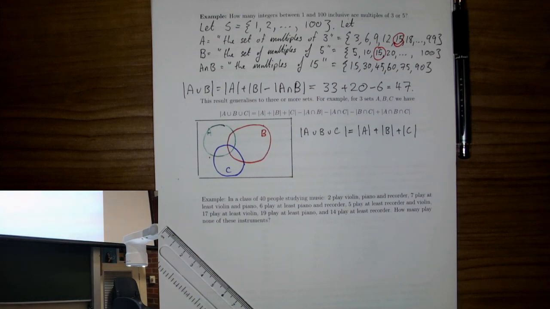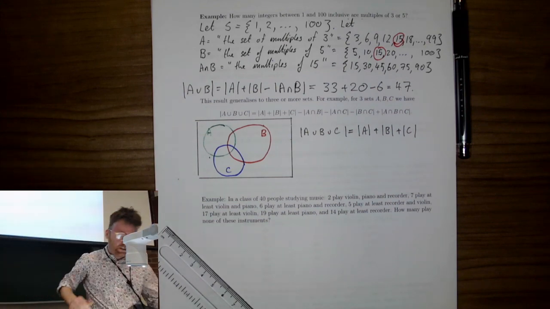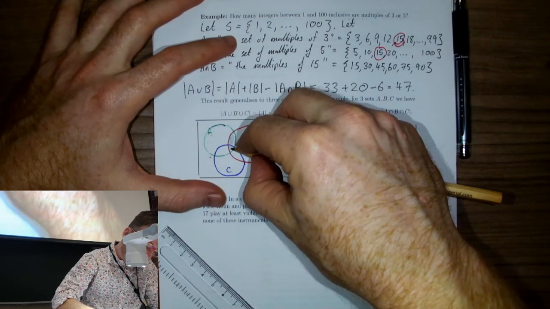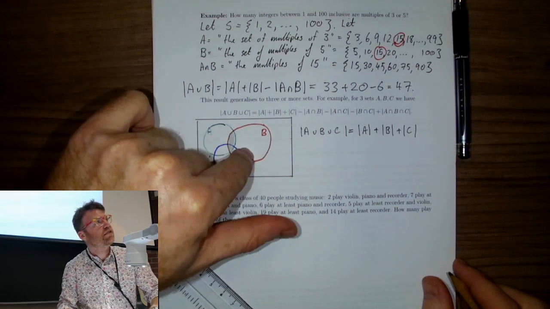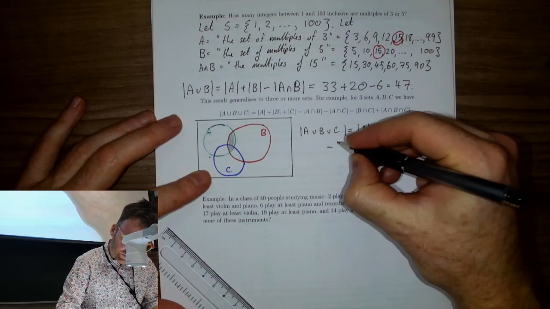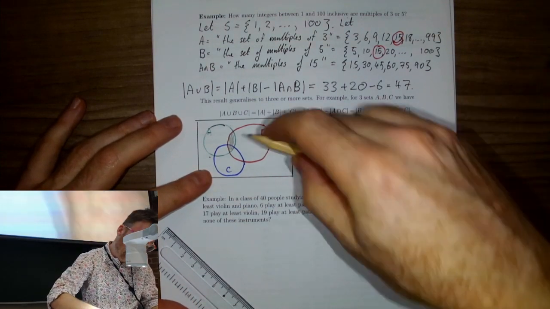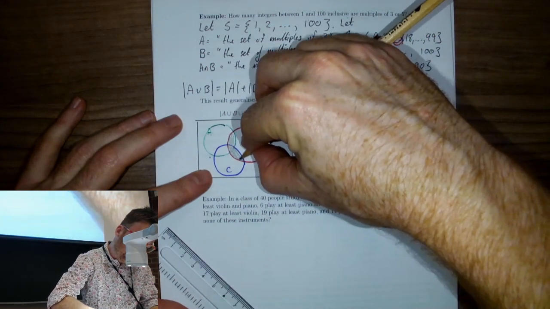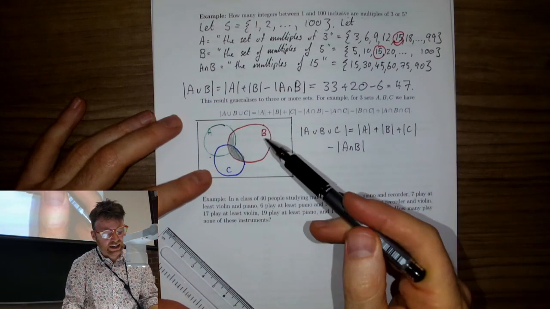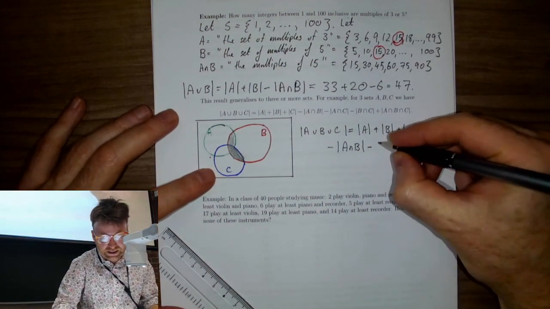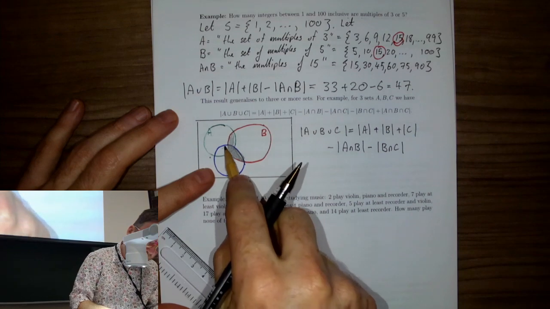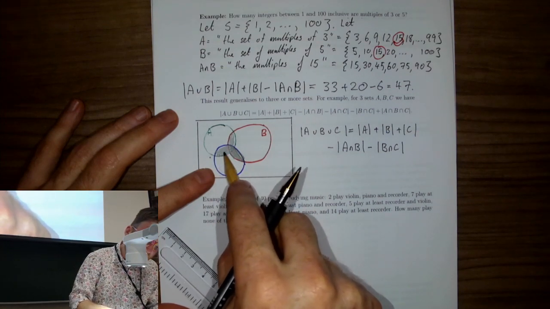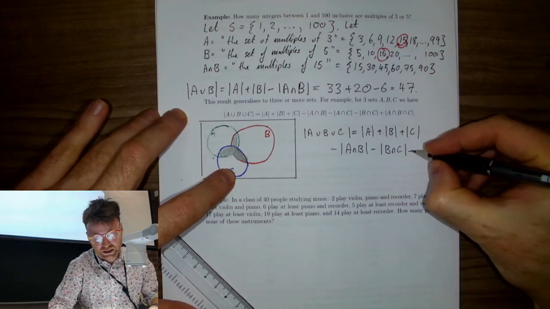But of course I've counted too much here. I've counted the overlaps extra times, just like before. This region here, between A and B, that's been double counted, because I counted it once when I counted A, and a second time when I counted B. So I need to remove the intersection A intersect B. And this stuff between B and C, I counted that twice, once for B and once for C. So I need to remove that intersection to balance it out. That's B intersect C. And then finally this section between C and A, I counted that twice, once for A, once for C. So I need to remove that as well.